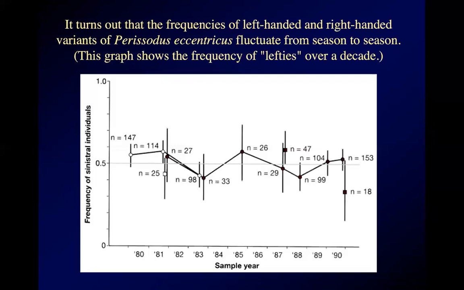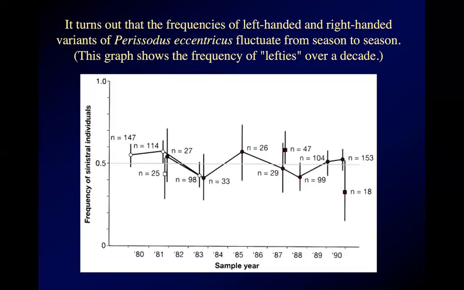And that means that the righties have an advantage, because the righties are now able to attack from a direction that the prey is not expecting. And then the righties become more common. But when they're more common and the lefties are more rare, selection favors the lefties. I take it you see how this plays out.